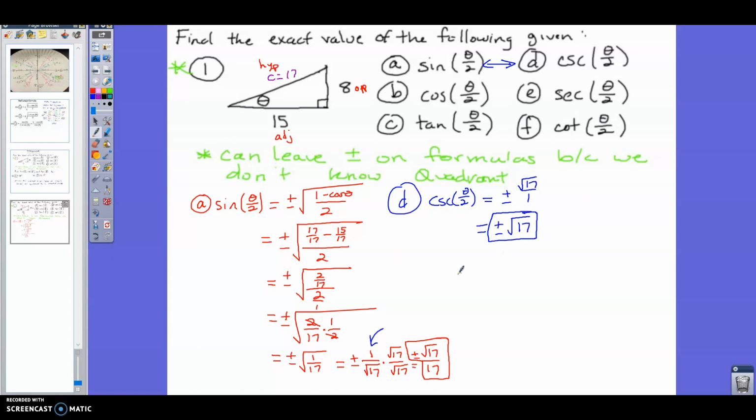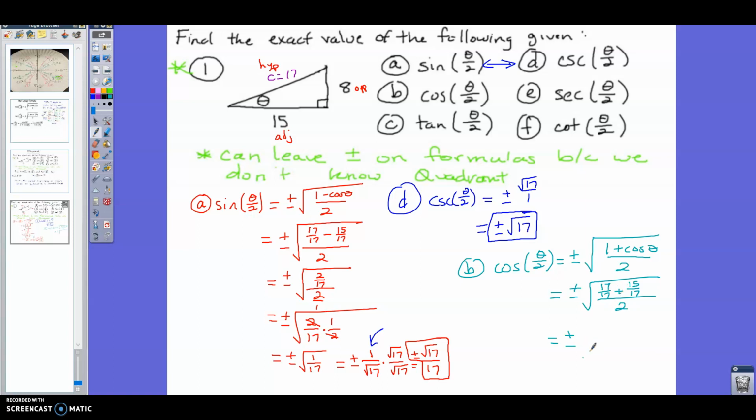So the next one we're going to do is part B, which is the cosine of theta over 2. So we get plus or minus the square root of 1 plus cosine theta, and that's all over 2. So again, we found the cosine on the last one. So again, I want to rewrite the 1 to have the same denominator. So the cosine was 15 over 17. So again, just like the last one, we want to rewrite our 1 as a fraction so that we can just go ahead and subtract.